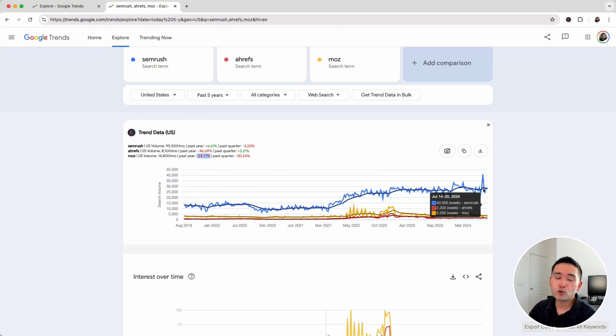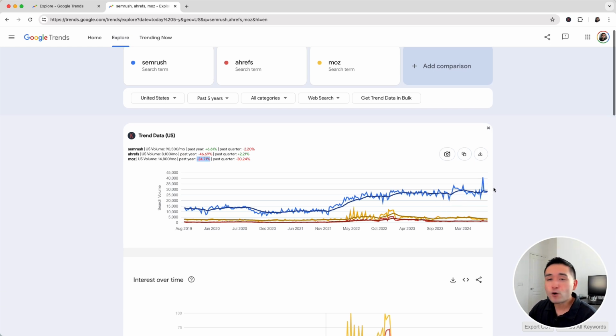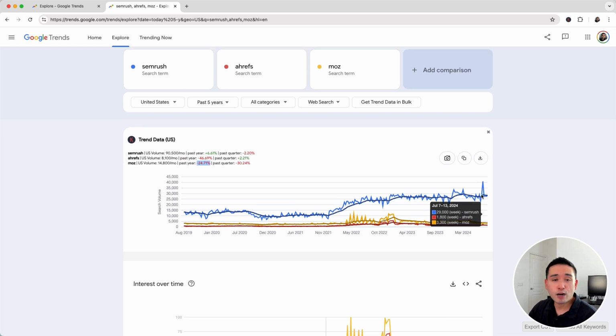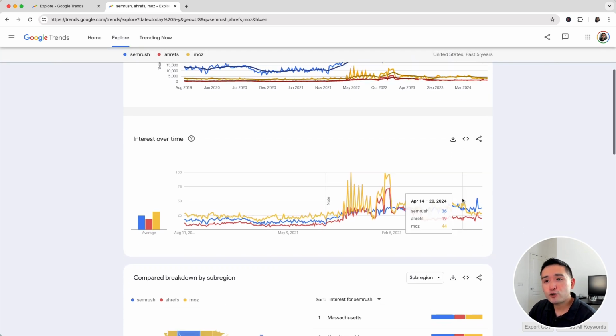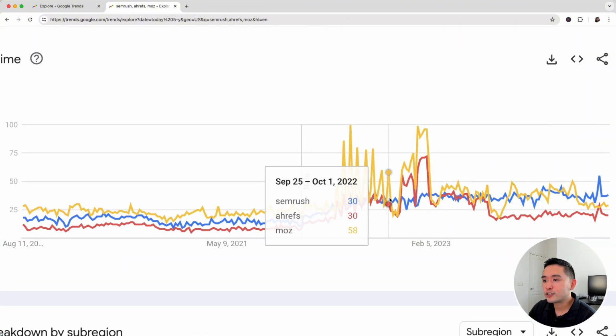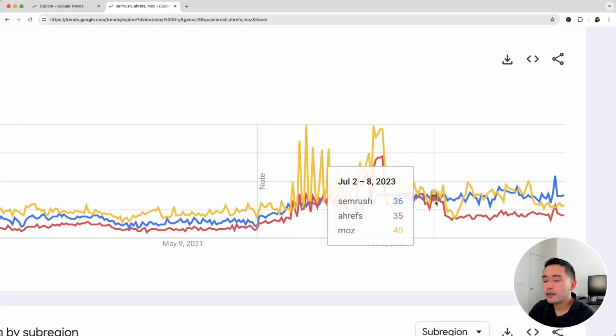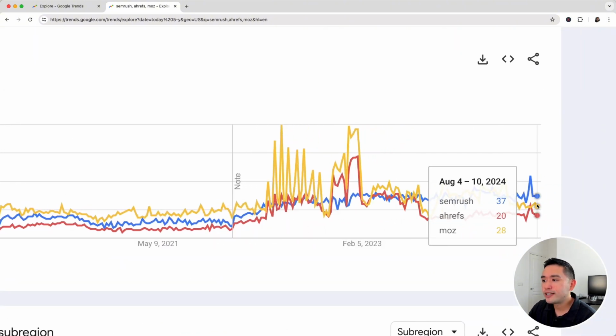So if you were to write a blog article, you would clearly make the decision to focus your blog article on SEMrush, because that is the search term that people have been actively searching much more frequently than Ahrefs and Moz. And you wouldn't necessarily come to that conclusion by looking at the interest over time graph from Google Trends, right? Because we could see, for the most part, these three search terms have been pretty neck and neck.